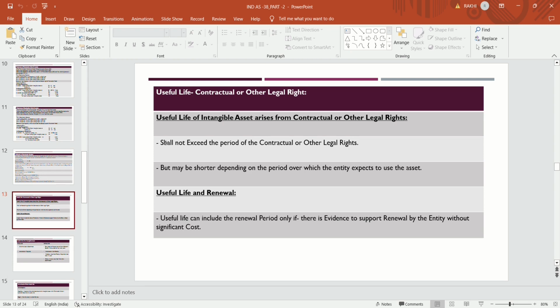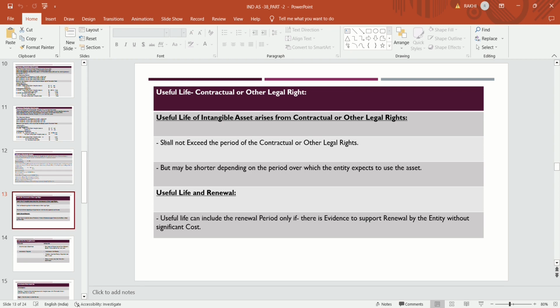So the actual useful life over which the entity is expected to generate future economic benefit is 7 years. The useful life according to the contract may be higher, but the actual useful life from which the entity will derive future economic benefit is 7 years, which is lesser than the contractual right. So the useful life may actually be 7 years, not 10 years. It may be shorter than 10 years, but not more than 10 years.